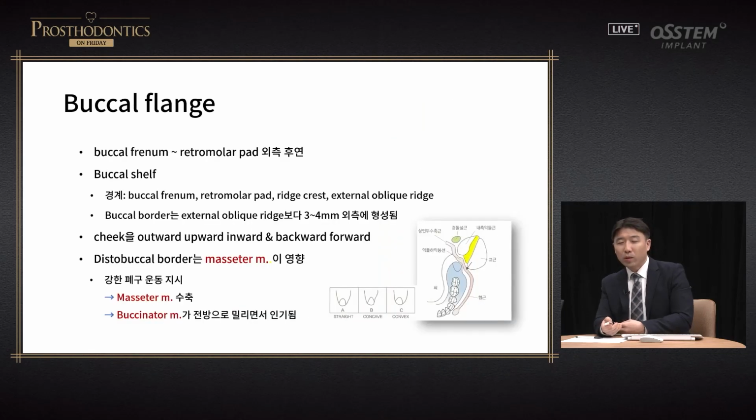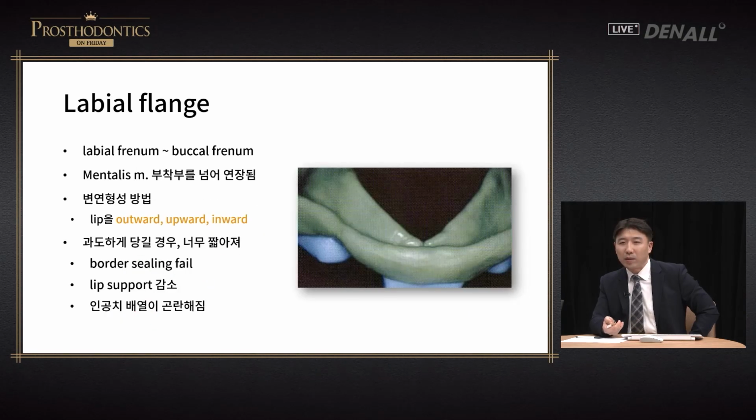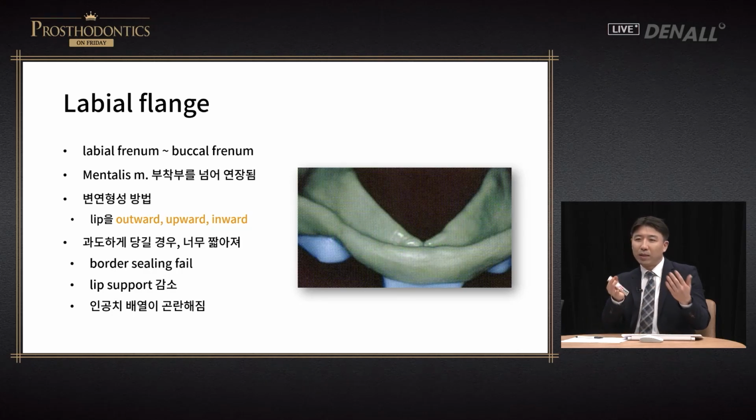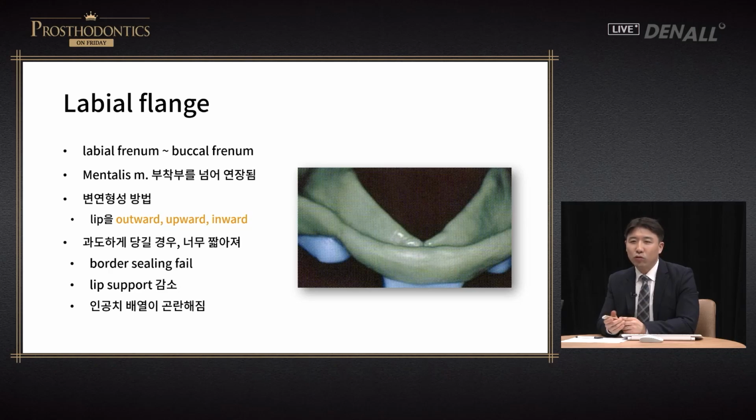Regarding buccal flange and masseter notch, this has already been mentioned. Mentalis muscle, if it is excessively pulled, then it can be too short. In patients with overactivated mentalis muscle, a seal can fail here frequently. The lower denture may become unstable because the area where the mentalis muscle runs can become too short. You need to make sure that the mentalis muscle is not too much activated and do border molding.